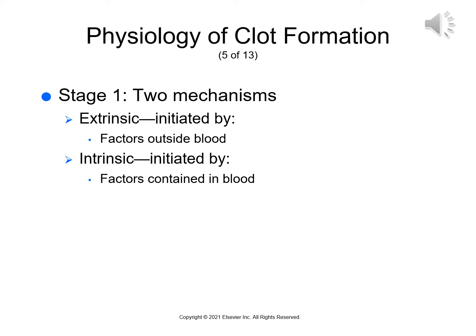Okay, then it talks about the intrinsic pathway that is initiated by substances contained in the blood. This pathway is more complex and takes several minutes. When a blood vessel is damaged, the Hageman factor, which is factor 12, is activated. Factor 12 then activates plasma thromboplastin antecedent, which is PTA factor 11, which activates plasma thromboplastin component PTC factor 9. Lots of factors here.